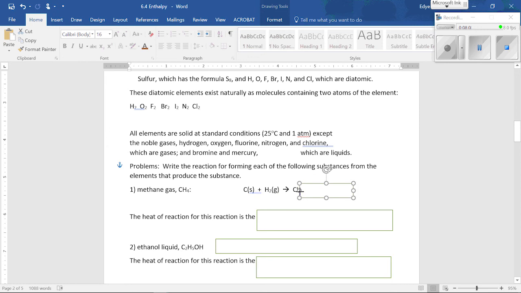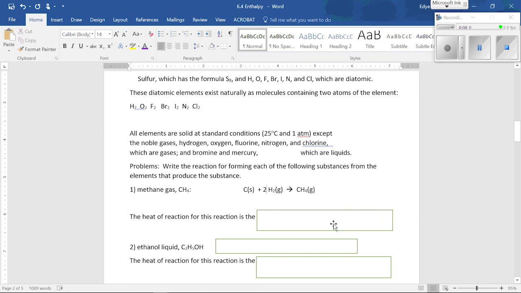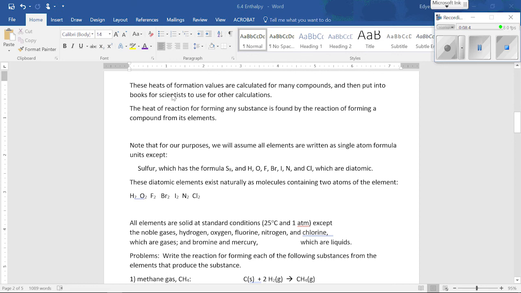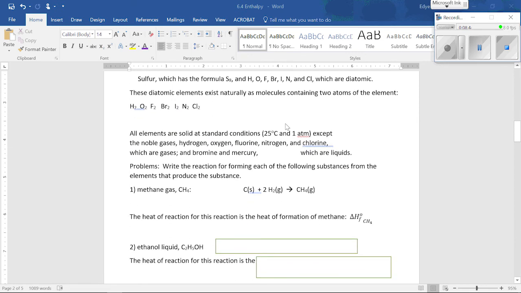So I have carbon and hydrogen making CH4, and now this is not yet balanced, so we have to balance the reaction and put a little 2 right there to make that balanced. And the heat of reaction for this reaction is also the same thing as the heat of formation of methane, because I'm forming methane from its elements, and that's defined as the heat of formation of a compound. And then these values are put into tables that are published. They're done by scientists, and we can get them on the web, we can get them in chemistry books.